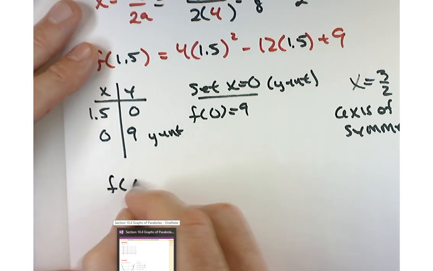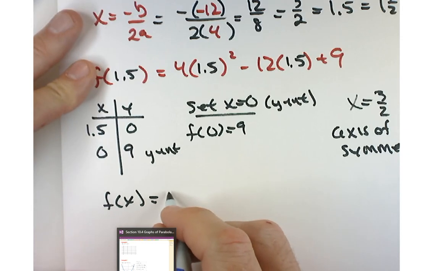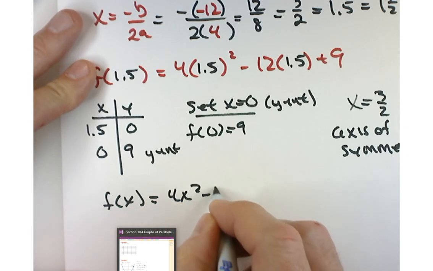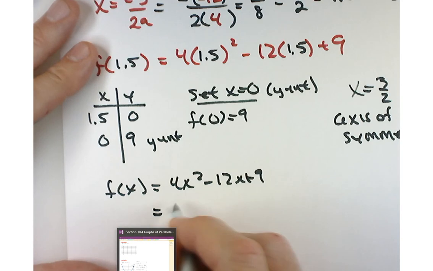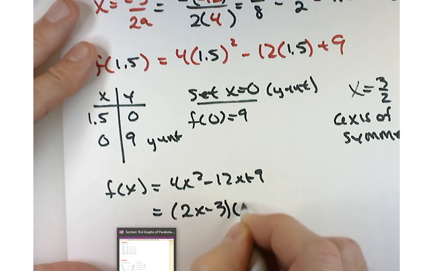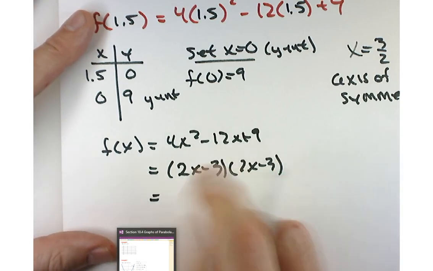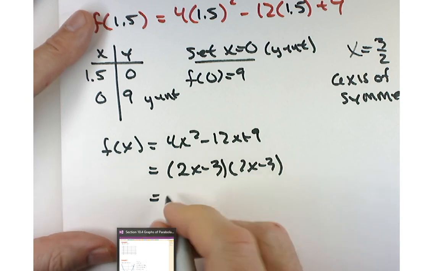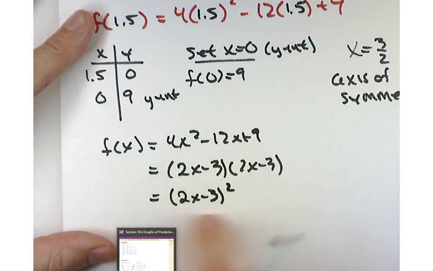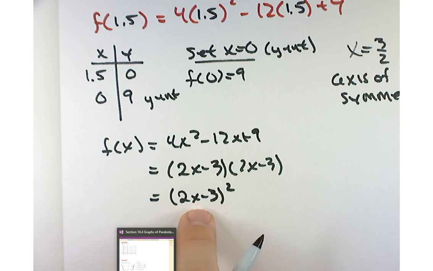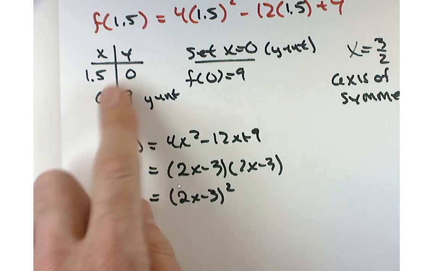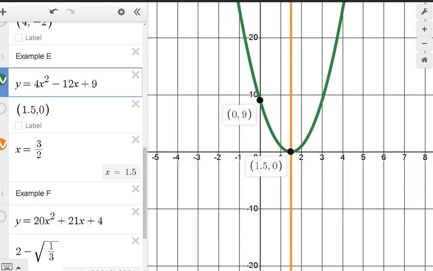And why is this all happening? You can probably see it better if you rewrite f of x in its factored form, it's 2x minus 3 times 2x minus 3. So when I set that equal to 0, instead of getting 2 different numbers, I get 1. I just get where 2x minus 3 equals 0. That's why you only get the one root here. It happens to be your vertex. Okay, good deal.